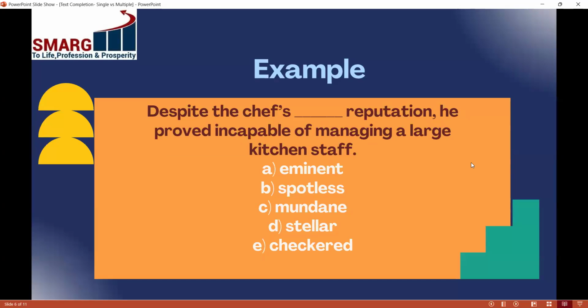Now, very quickly, Achint, can you read out the question for me? Yes, ma'am. Despite the chef's blank reputation, he proved incapable of managing a large kitchen staff. A. Eminent, B. Spotless, C. Mundane, D. Stellar, and E. Checkered. Correct. So very quickly, what would be the answer?